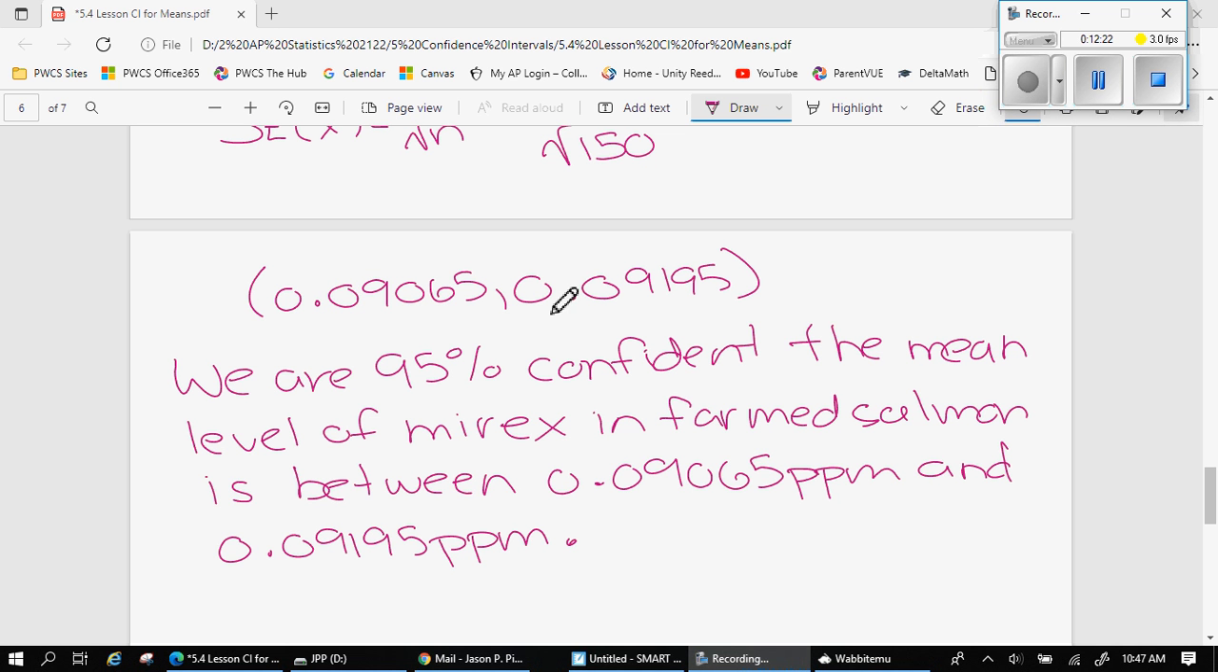And then we want to state our interval. Remember that quantitative data always has a unit, and so we should use the units, parts per million. So we're 95% confident the mean level of Mirex in farmed salmon is between 0.09065 parts per million and 0.09195 parts per million. Make sure we're hitting those 4 elements of our interpretation.